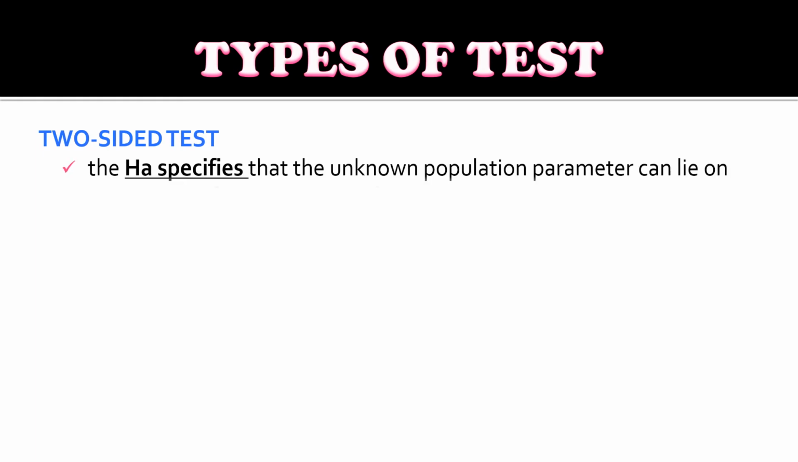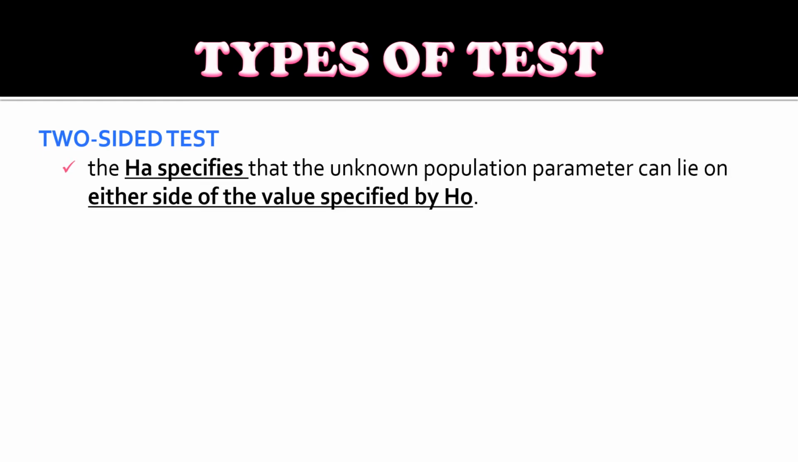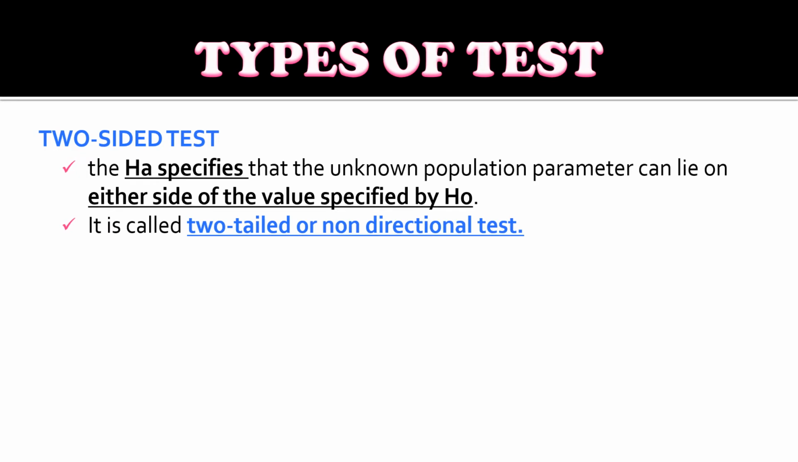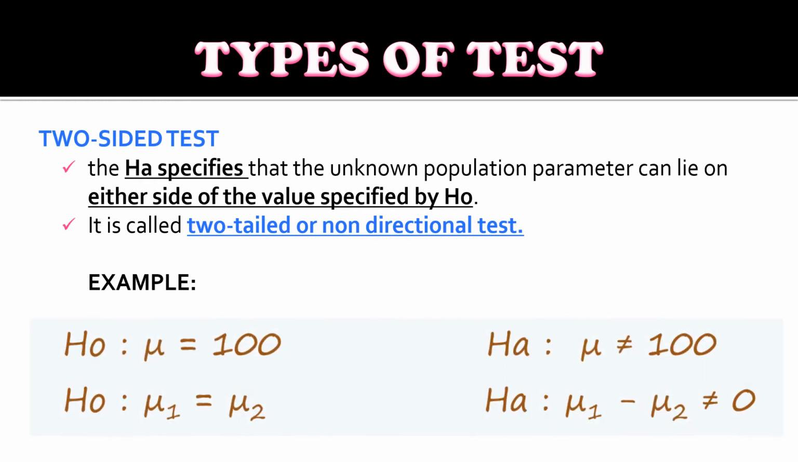So next type of test is the two-sided test. The alternative hypothesis specifies that the unknown population parameter can lie on either side of the value specified by the null hypothesis. It is called a two-tailed or non-directional test. An example would be, for a single population, we have mean equals 100 for the null hypothesis. For the alternative hypothesis, we have mean is not equal to 100.